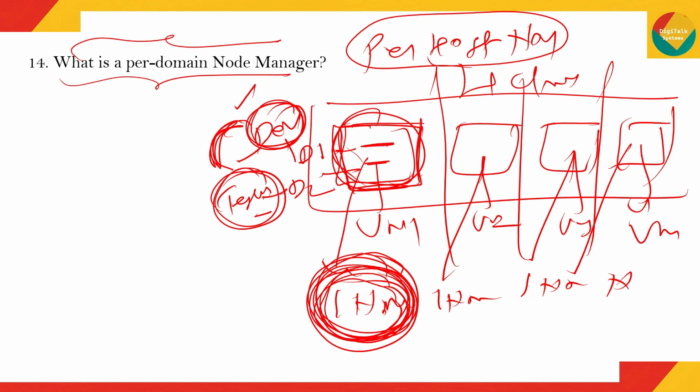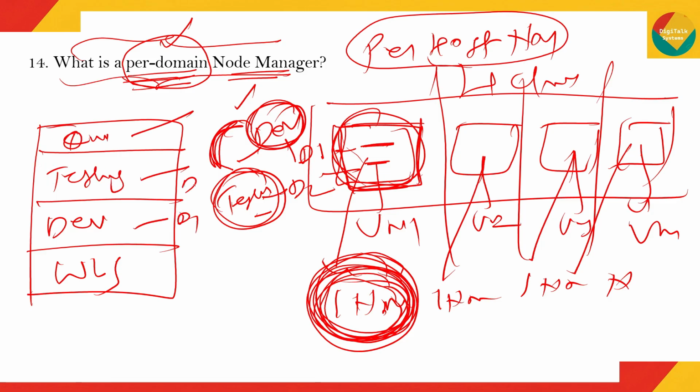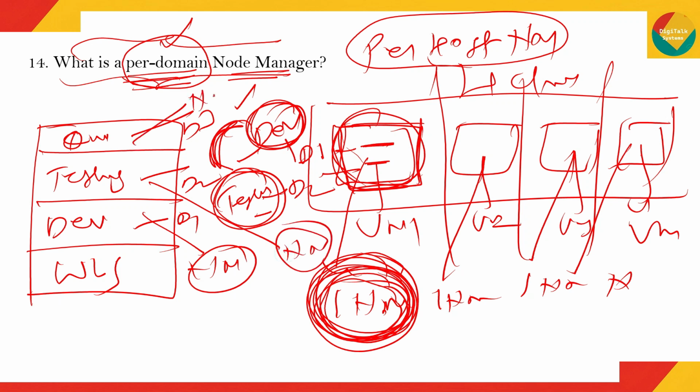Now in the latest versions of WebLogic, we have per domain node manager. That means whatever the number of domains that you have in a particular machine, each domain will have its own node manager. This is your machine, this is your WebLogic. You have created a domain for development, a domain for testing, and a domain for quality environments. These are three different domains, right? Domain 1, domain 2, domain 3. Now each domain will have its own node manager. So if you have 3 domains, then you will have 3 node managers in your machine, one for each and every domain.